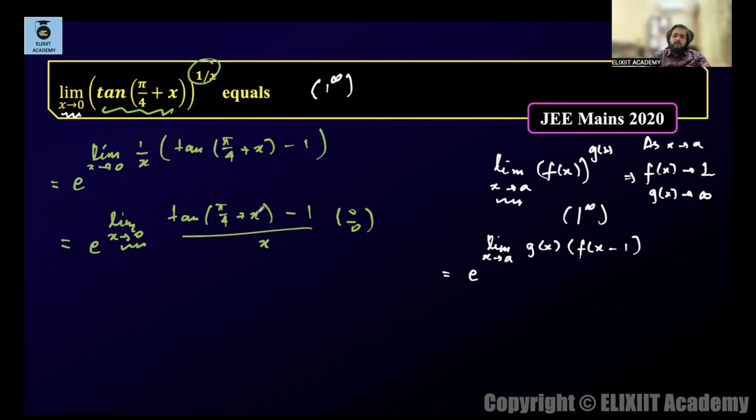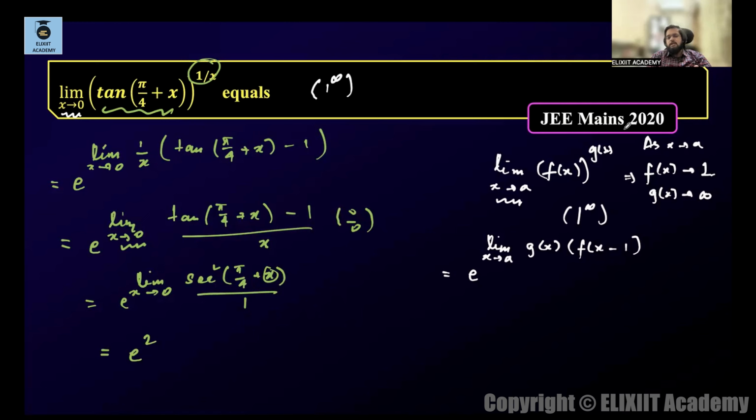Now we can solve using L'Hopital's rule. Once you differentiate this, it will become limit x tends to 0 of sec square of pi by 4 plus x divided by 1. So now the form is gone. We have e raised to the power of limit x tends to 0. You put the limit over here, so x becomes 0. Sec square pi by 4. Cos pi by 4 is basically 1 by root 2, so sec square pi by 4 is root 2 whole square, which is basically 2 only. So e square is the answer.